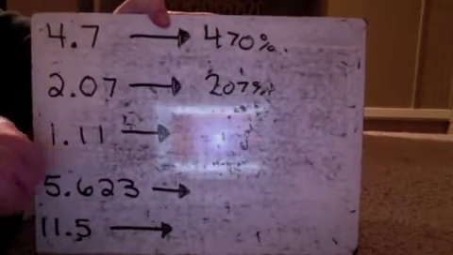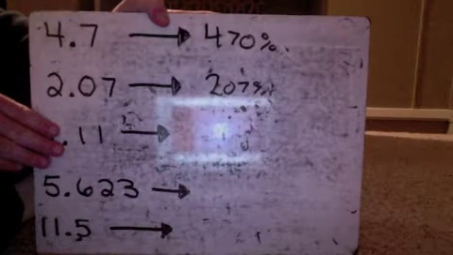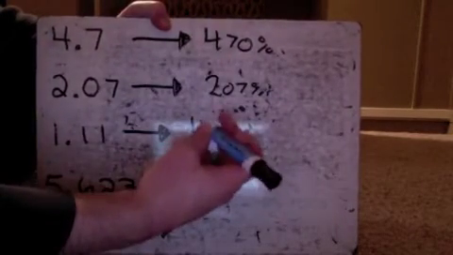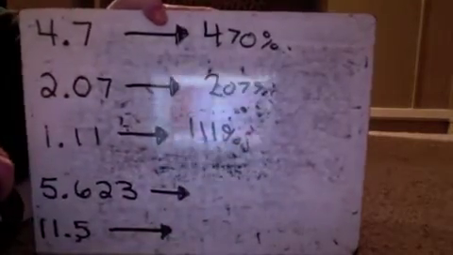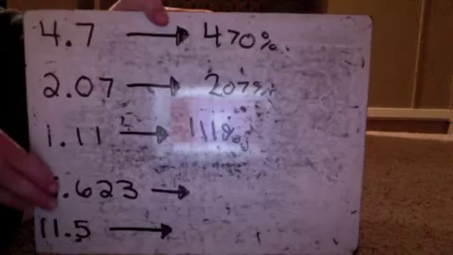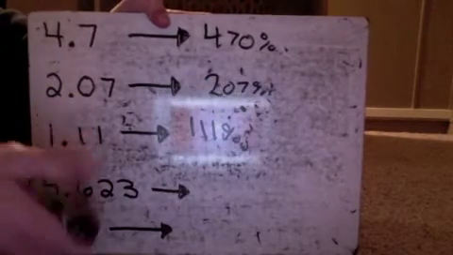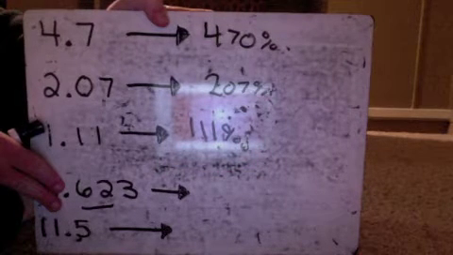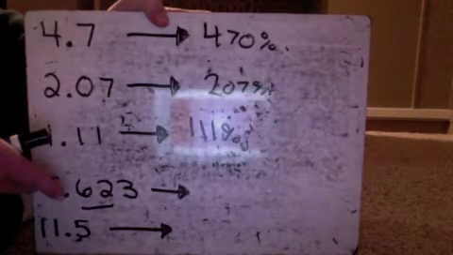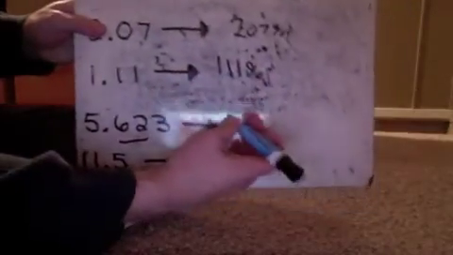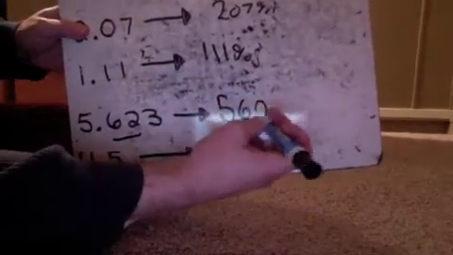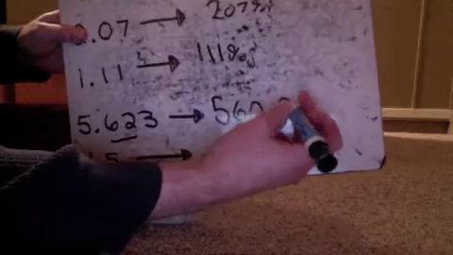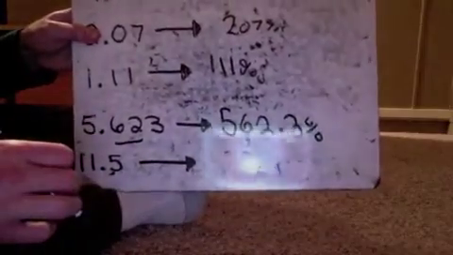If I come down to this one, if I cover this up and just have the 0.11, that's of course going to be 11%. But since I have the 1 out in front of it, that is going to turn into 111%. On to the next one, if I covered this up, remember with a decimal, we only need the first two numbers. So if I covered this up, this would be 62%, or we could say 62.3%. That would be fine. But since I have a 5 in front of it, this is going to have to be 562%. Now, I could always add that 3 on the end of it and do 562.3%, that would be perfectly fine as well.